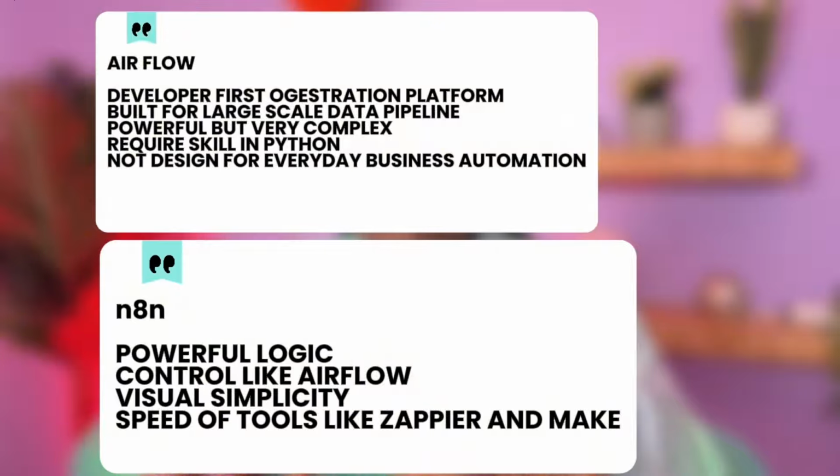Now, let me compare n8n to Apache Airflow. So Airflow sits at the other extreme end. It's a developer-first orchestration platform built for large-scale data pipelines, and it's incredibly powerful, but it's also complex. It requires that you know Python, and it's not really designed for everyday business automation. Now, n8n sits right in the middle. So you get the powerful logic and the control just like Airflow, but with the visual simplicity and the speed of tools like Zapier and Make. That's why you'd often see n8n being used by startups or data teams and developers who need serious automation without having to spin up a data engineering stack.